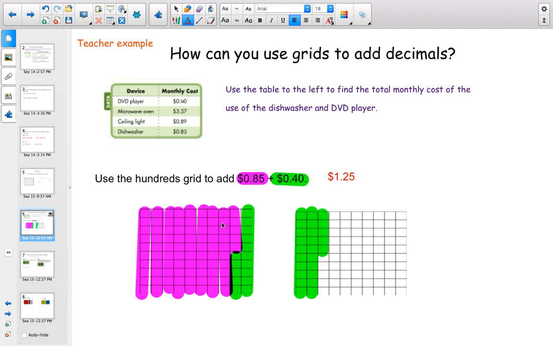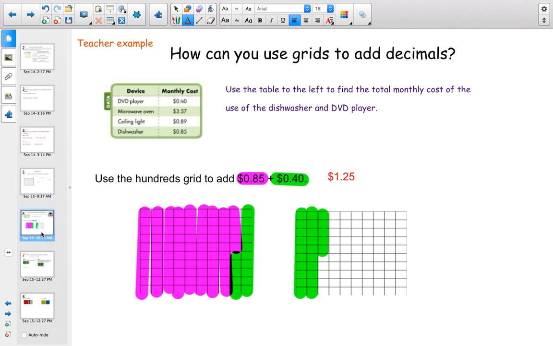So again, this whole hundreds grid right here equals 100 squares, or in this case, since we're doing money, $1. Then I go over to my second one, and that's where I added 25 more squares colored in, and I got $1.25. So $1.25 total a month to use the dishwasher and the DVD player.